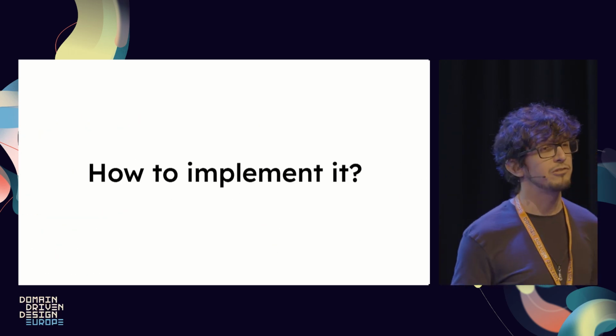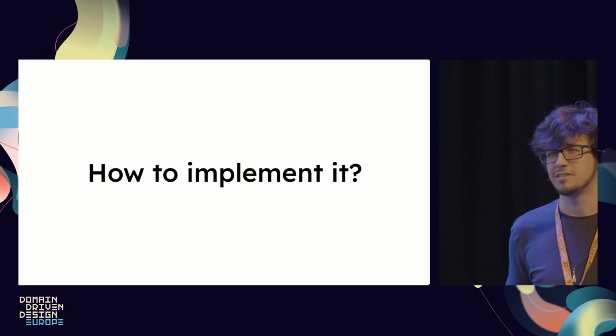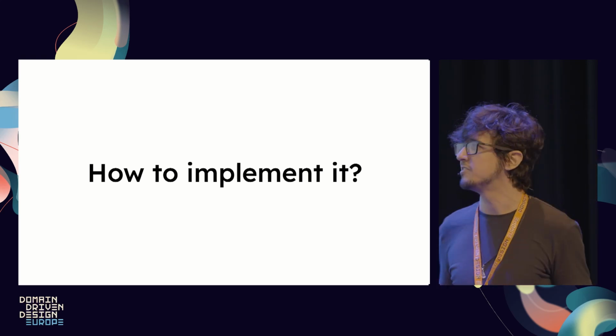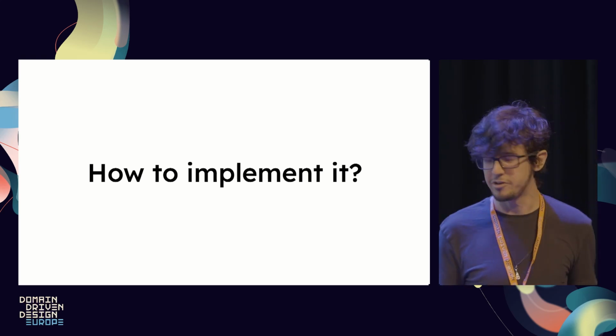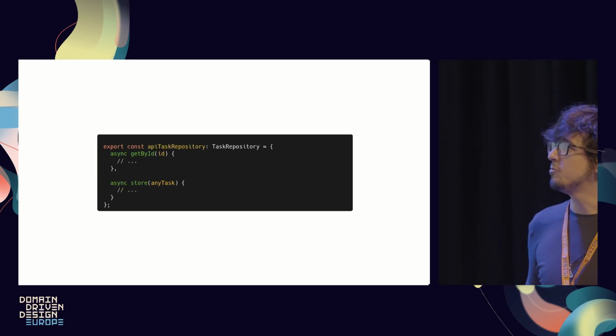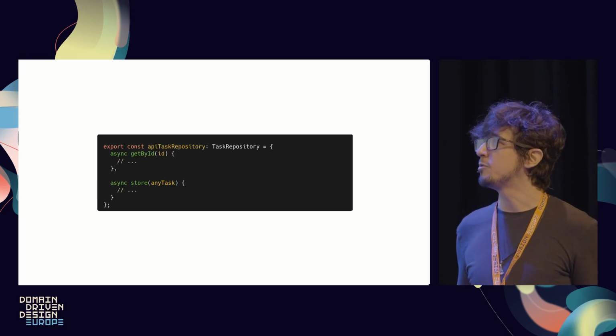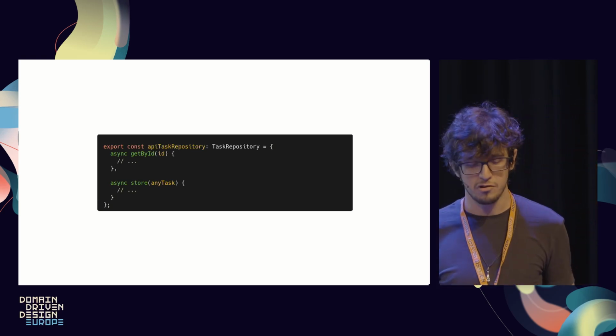Okay, so how do we actually implement it? I know it sounds easy the way I describe it, but it must be trickier, right? So let's begin with this example implementation of the task repository called API task repository.